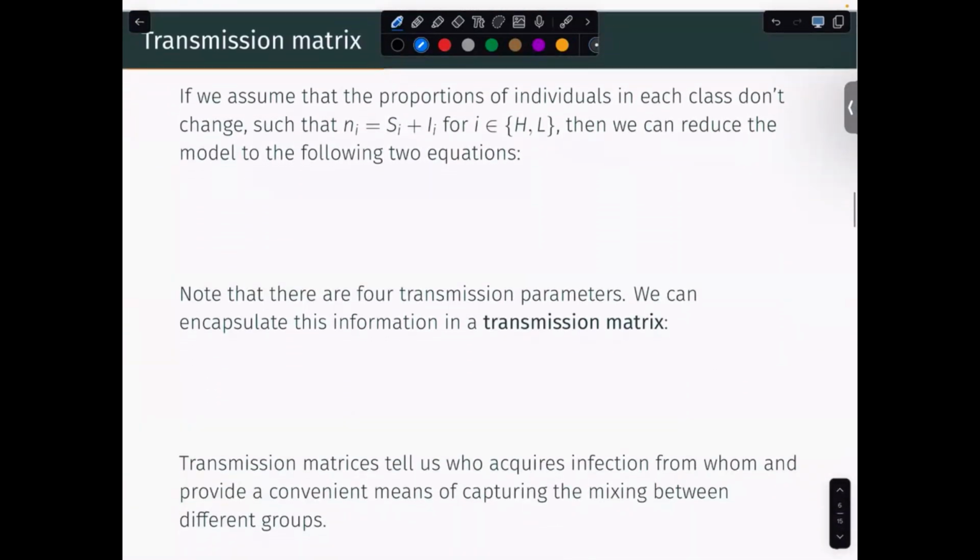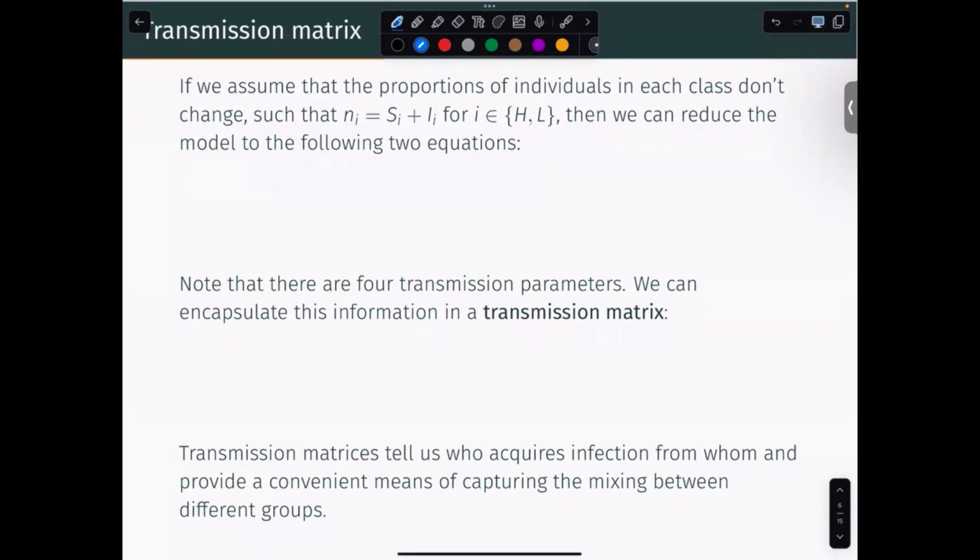Okay. Let's keep it as simple as possible. So we're going to assume that the proportions of individuals in each class are not going to change. So in other words, the number of individuals Ni in Si plus Ii, where lowercase i is an index that can either be H or L. The number or proportion of individuals, we can scale it, it essentially doesn't matter here. As we've seen before, we can scale back and forth between numbers and proportions. Here, this Ni is going to be fixed. So what does that mean?